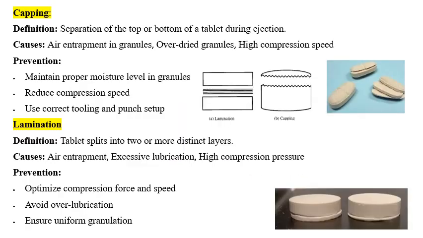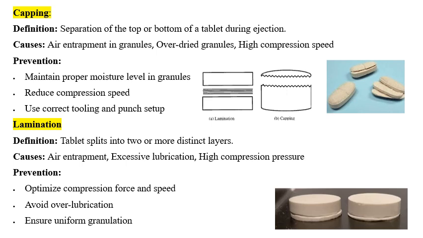So now one by one we will understand the defects. I have included some images which I have taken from internet. It is freely available to understand and let you understand the defects. First is capping. So capping and lamination, these two are the main defects. Capping means separation of the top or bottom of the tablet during the ejection. So as image you can see, there is a capping.